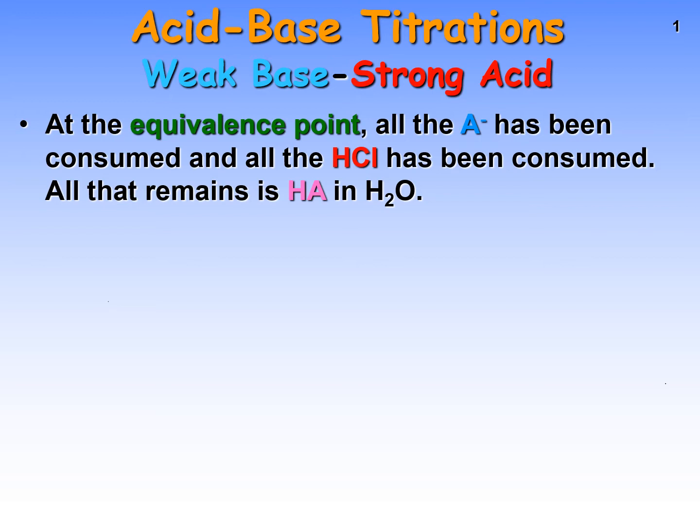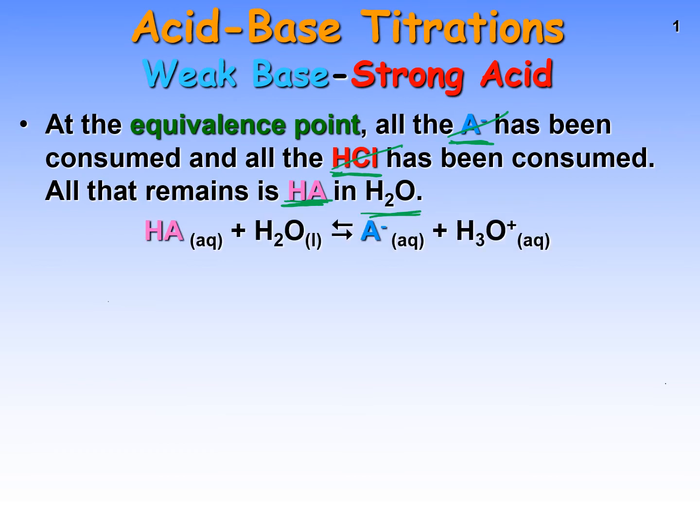Now, when we're thinking about this, at the equivalence point, basically all of our weak base has reacted with the strong acid, let's say HCl. So neither HCl nor A minus are present in the solution. All that remains is the conjugate acid of A minus and water. So at this point we have a weak acid solution, and we need to do the calculation for pH using the weak acid equilibrium. HA goes to A minus and H3O plus.